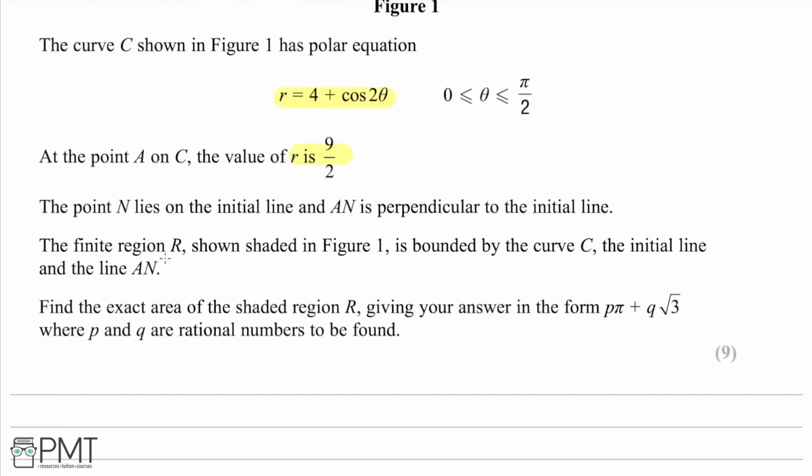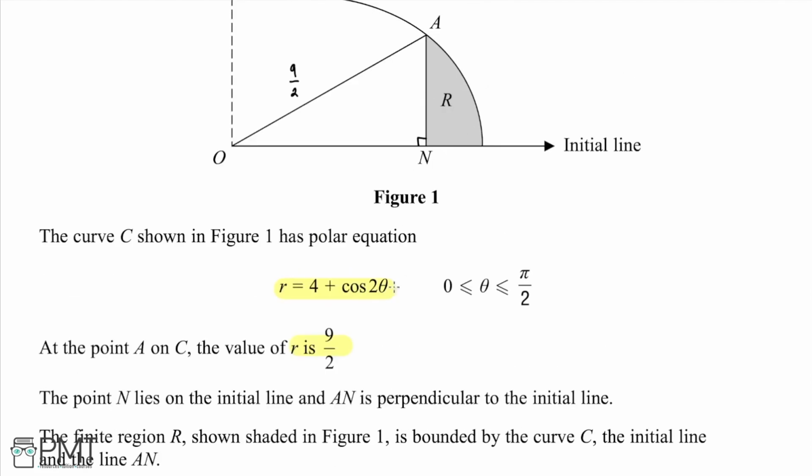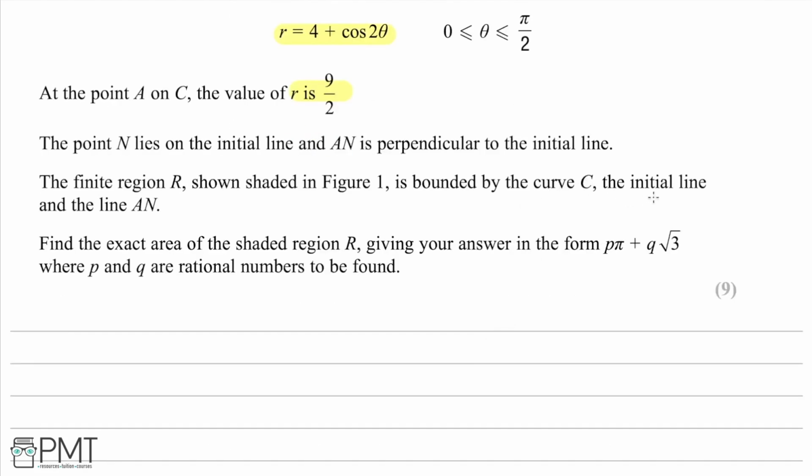The finite region R, shown shaded in figure 1, this is R, is bounded by the curve C, the initial line and the line AN. We want to find the exact area of the shaded region R, giving our answer in the form p pi plus q root 3, where p and q are rational numbers to be found.